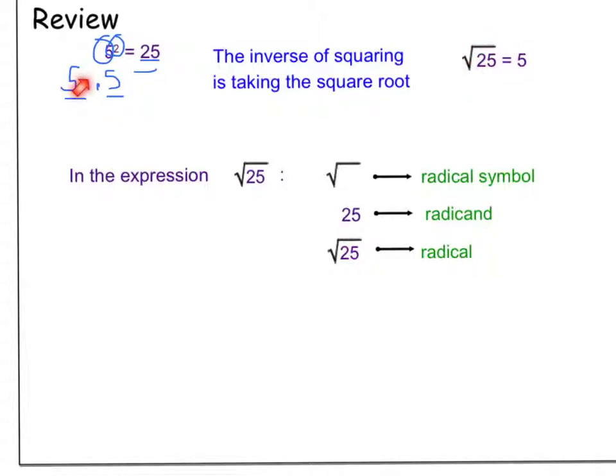And you need to have this skill to be able to do what we're doing today. So just a little bit of a review with vocabulary. For this, the whole thing is called the radical. Underneath, whatever is underneath, is the radicand, and this is called the radical symbol, although I usually say square root.